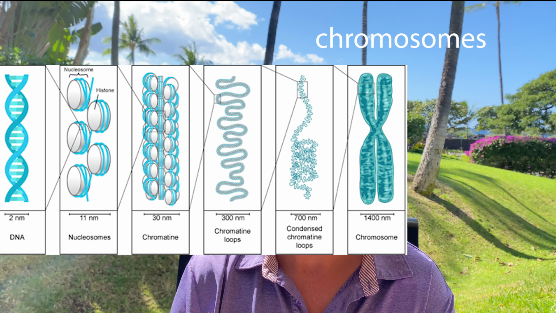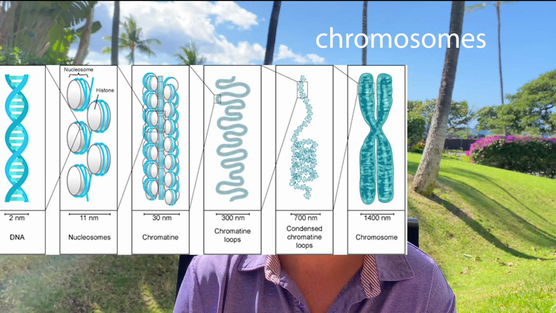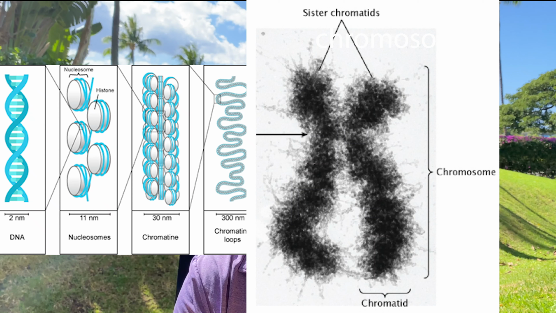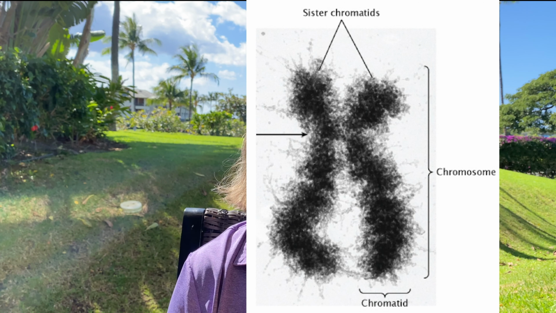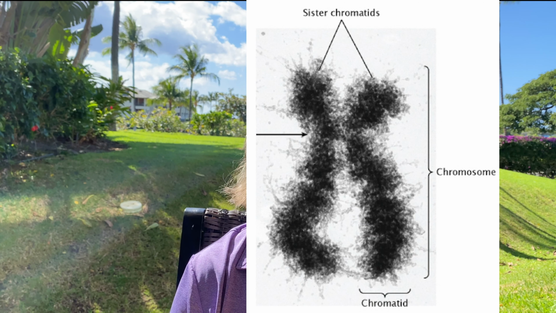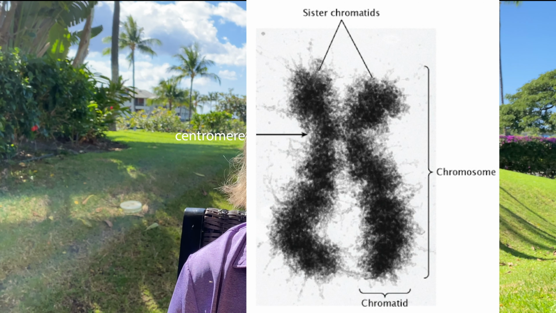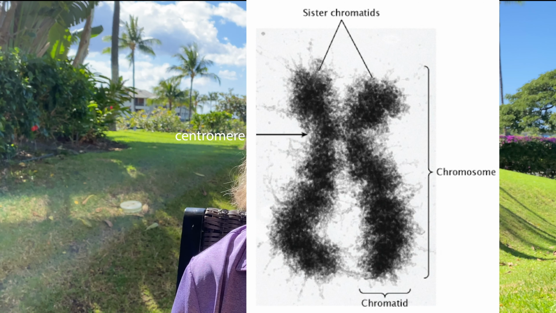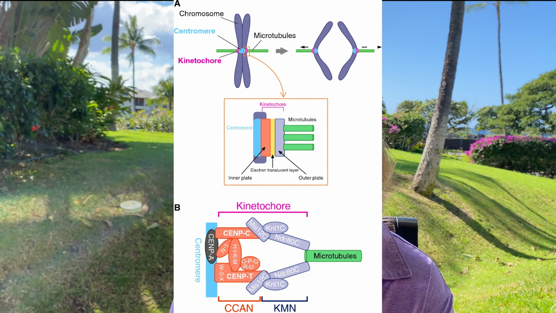During the M phase, at the very beginning, the chromatin must be greatly condensed into chromosomes. Each chromosome is made up of two identical sister chromatids held together at the centromere. The centromere appears as a constricted region on the chromosome. It serves as an attachment point for the spindle microtubules. A multi-protein complex called the kinetochore assembles at the centromere, and later the spindle microtubules will attach to the kinetochore.